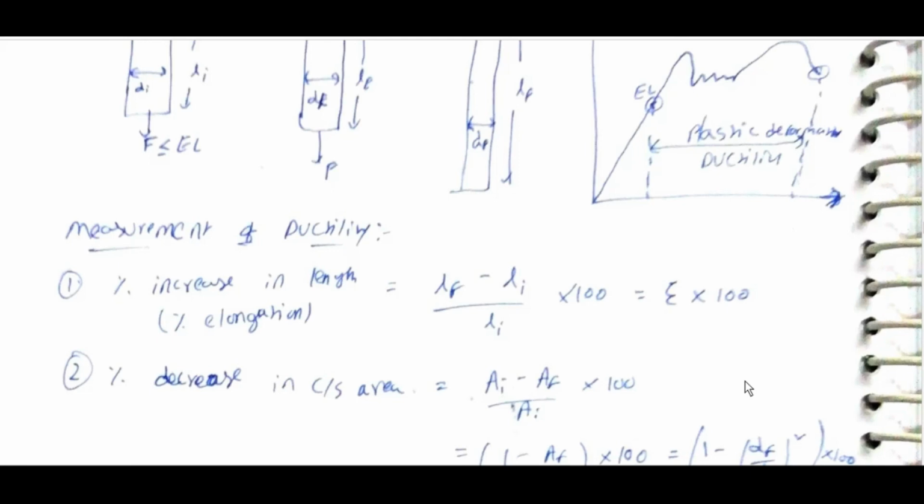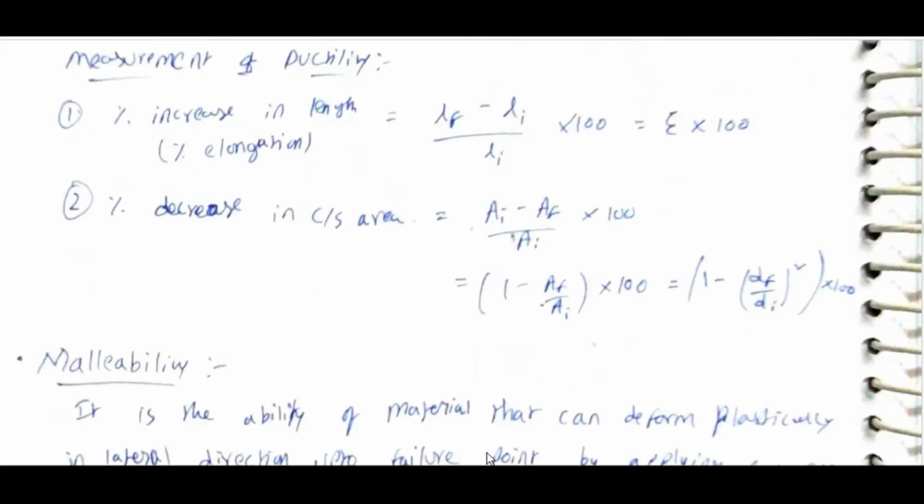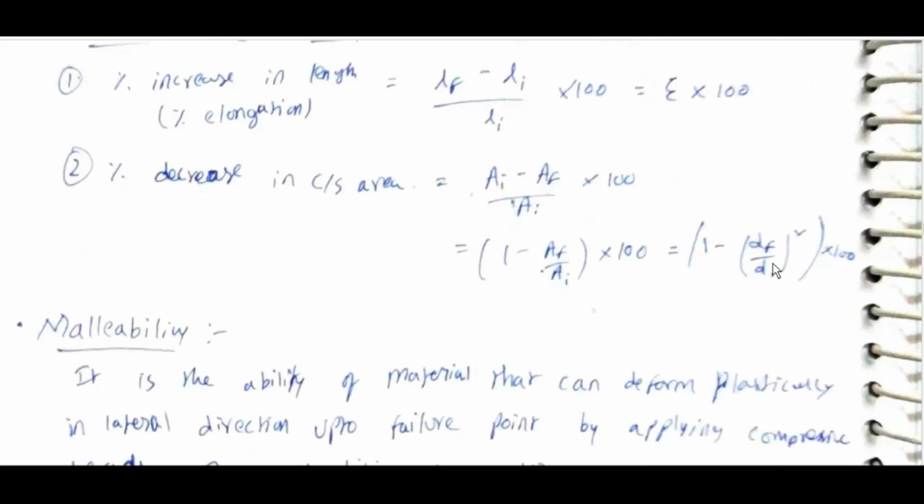Lf minus Li by Li into 100 is equal to epsilon into 100. Percentage decrease in cross-sectional area: Ai minus Af by Ai into 100, which is equal to 1 minus Af by Ai into 100, which is equal to 1 minus (Df by Di) whole square into 100.